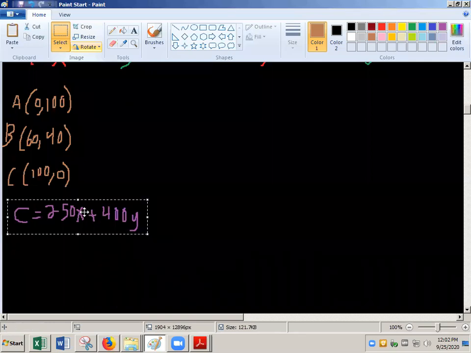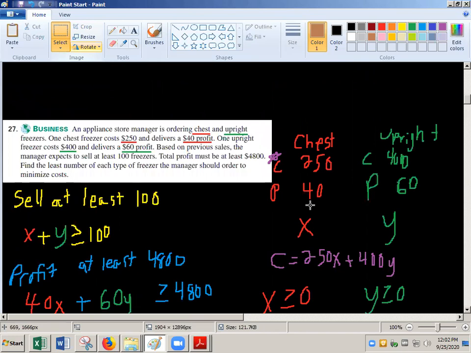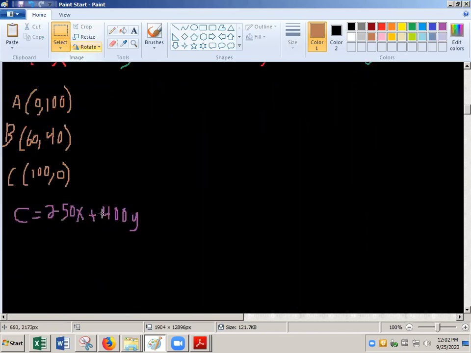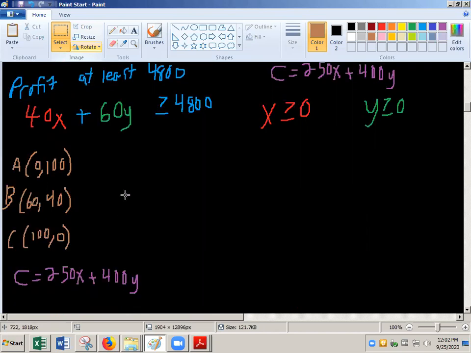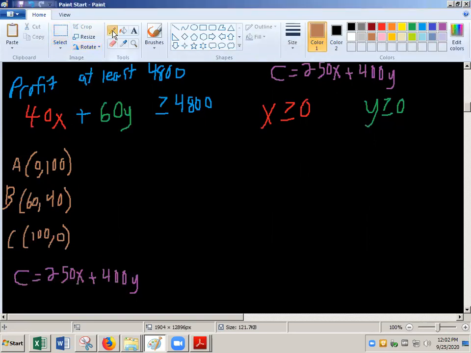So this is my cost function here. The cost of my chest freezer was 250 and the upright freezer was 400. So when I look at this, I need to also factor that in. I'm trying to solve for what my minimum is going to be, so I'm going to plug in each of these different points. If I go out to infinity, infinity, this is surely not going to be a minimum. This problem has no minimum.